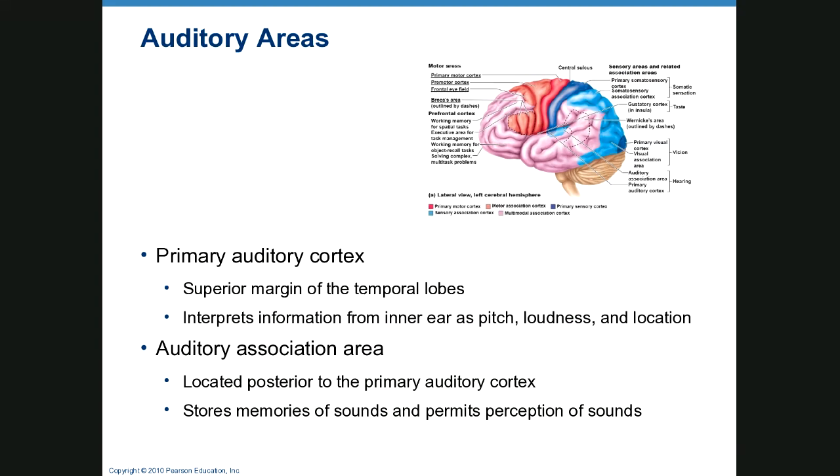Auditory areas are somewhat more difficult to see, at the superior margin of the temporal lobes, and they interpret sounds such as pitch, loudness, location of the sounds. And then the auditory association areas are slightly posterior to the primary auditory cortex, and they permit perception of sounds, and help me remember sounds.